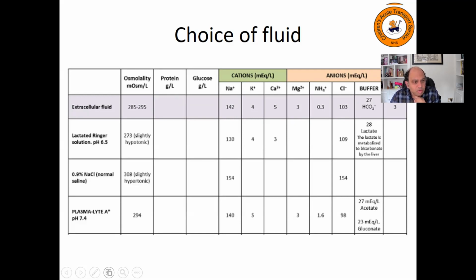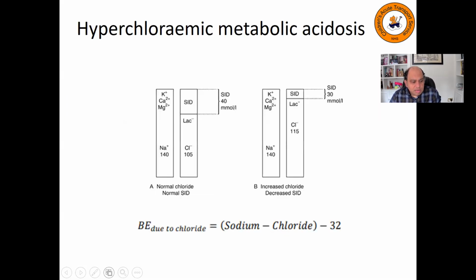So choice of fluid, there are obviously many different types of fluid that can be used: lactated Ringer's or Ringer's lactate, 0.9% saline, which is what is recommended by the guidance, and Plasma-Lyte, which is a fluid that many of us are using more and more of. And the main advantage is that it has less chloride compared to the 0.9% saline. So moving on to the next slide, Linda.